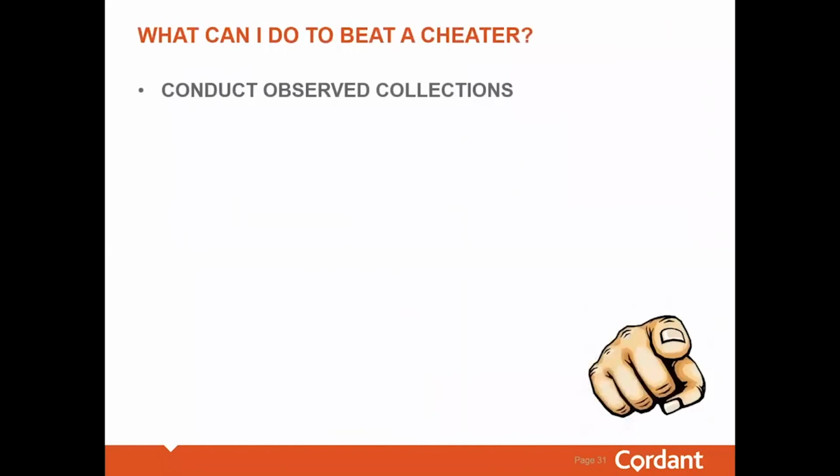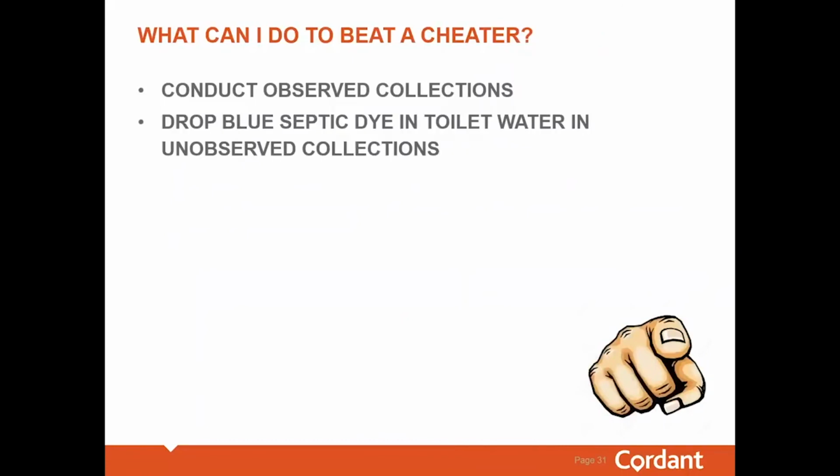What if we don't have people or the facilities to perform an observed collection? What else can we do? Drop blue septic dye in the toilet water. That way, even if they attempted to dilute with toilet water, it would be automatically obvious because the sample would now be discolored.